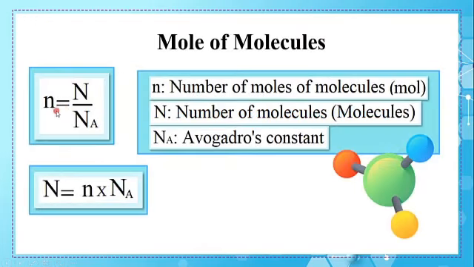C6H12O6. We also have another rule to calculate the number of moles of molecules. This is equal to the number of molecules, capital N, over Avogadro's constant Na. We're going to use this rule also to calculate the number of molecules, which is equal to the number of moles of molecules multiplied by Avogadro's constant.